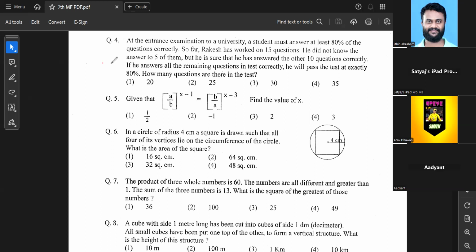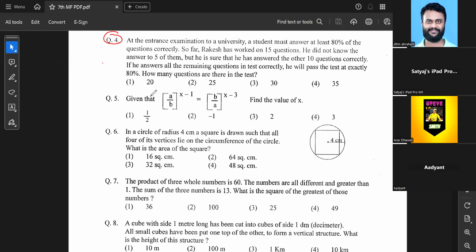Now, in this case, fourth question. At the entrance examination to a university, a student must answer at least 80% of the questions correctly. So far, Rakesh has worked on 15 questions. He did not know the answer to 5 of them, but he is sure that he has answered the 10 questions correctly. If he answers all the remaining questions in the test correctly, he will pass the test with exactly 80%. How many questions are there in the test?